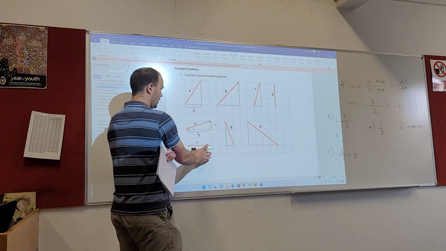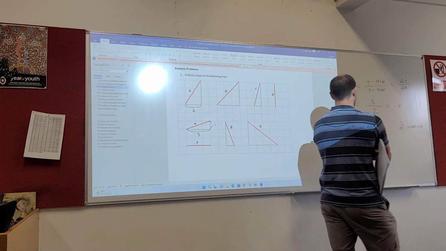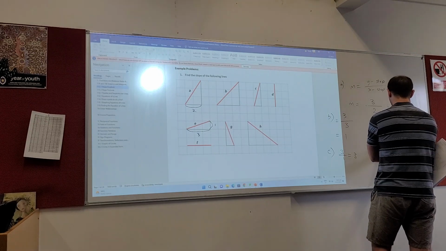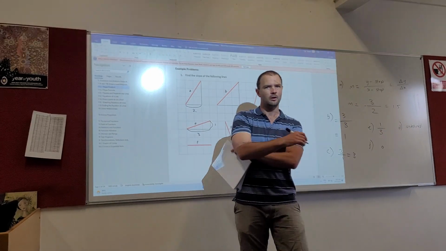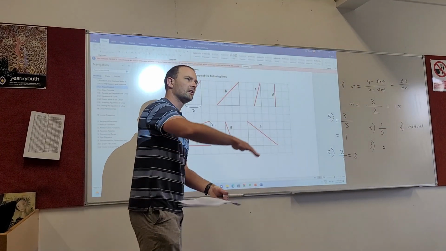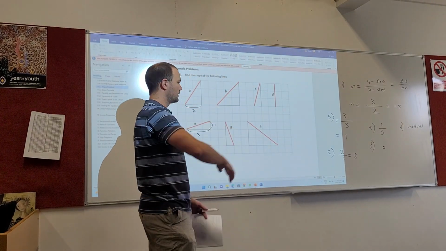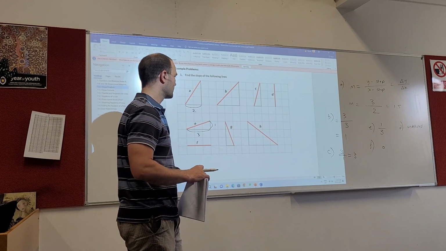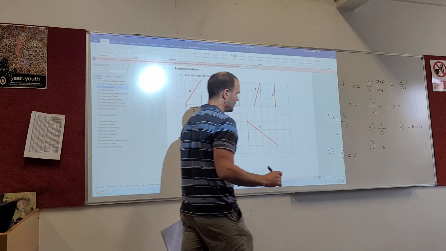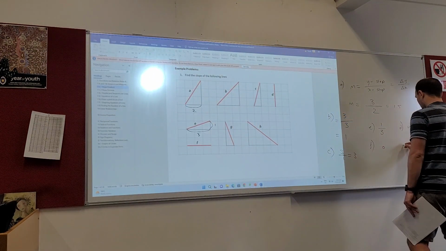E, F is a horizontal line, alright? And a horizontal line has a slope of 0. Of course it has a slope of 0. It's not increasing, it's not decreasing, it's 0. It's steady. It's going horizontal. Okay, very good. Let's do G.